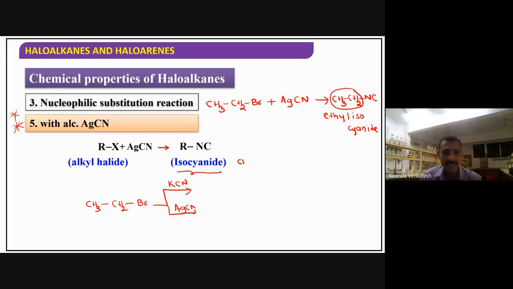Same reactant with different reagents gives different products. Here with KCN we are getting cyanates, and here with AgCN we are getting isocyanates. One you get cyanates, the other you get isocyanates.